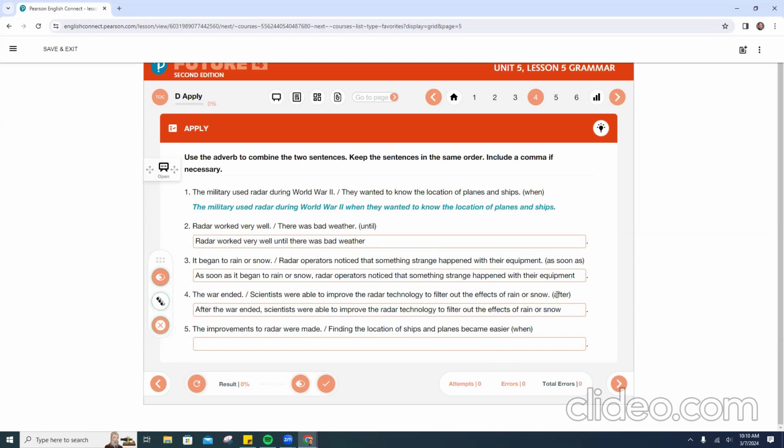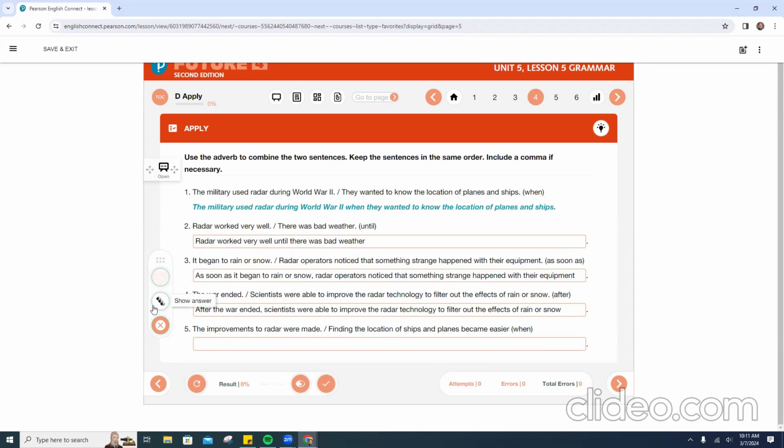So we would say, after the war ended, scientists were able to improve the radar technology to filter out the effects of rain or snow. So in this one again, what we're noticing is that even though it says to keep it the same and use it in the middle, for example, here, it seems that they're using the adverb of time at the beginning. So again, it's something that the book confuses a little bit.